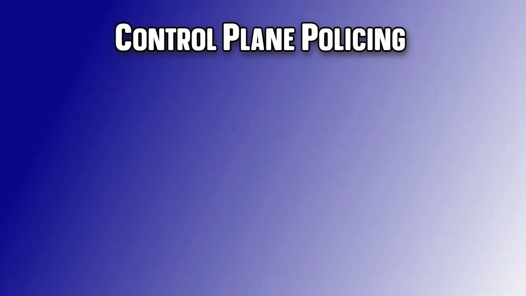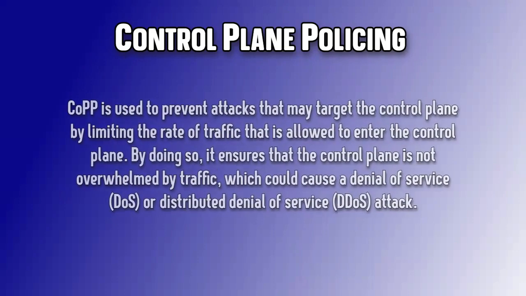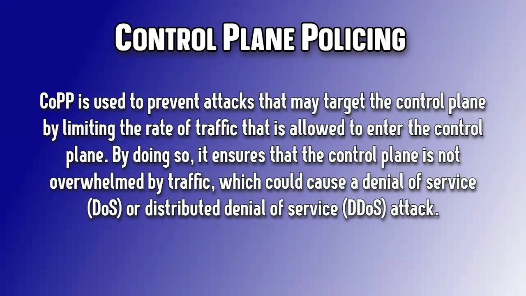Control Plane Policing, CoPP, is a security mechanism used to restrict the rate of traffic that is directed towards the control plane of a network device. The control plane is responsible for managing and maintaining the routing and forwarding tables that enable network communication, and it is essential to the proper functioning of the network. CoPP is used to prevent attacks that may target the control plane by limiting the rate of traffic that is allowed to enter the control plane. By doing so, it ensures that the control plane is not overwhelmed by traffic, which could cause a denial of service or distributed denial of service attack.